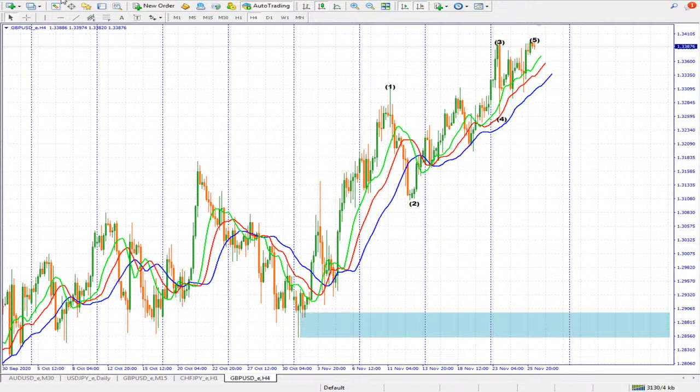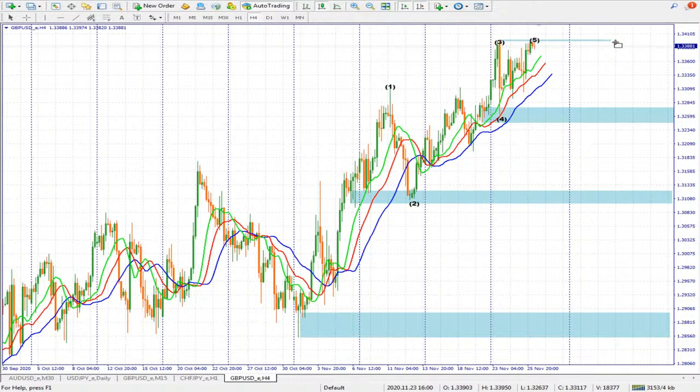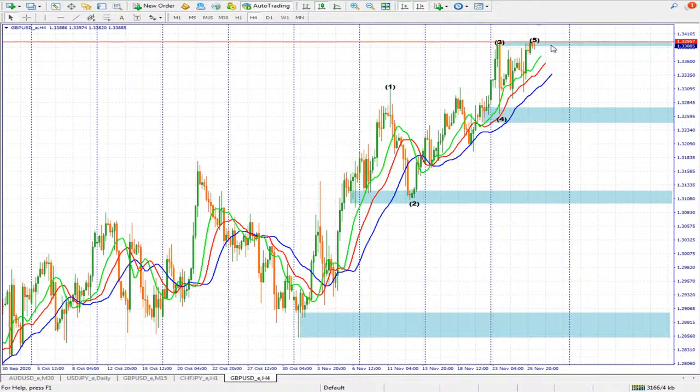We have another one here. We have another one there, and then you have a resistance zone here. So we want price to clearly break and close above this level. The price should break above 1.33957 so that it can continue to the upper side.